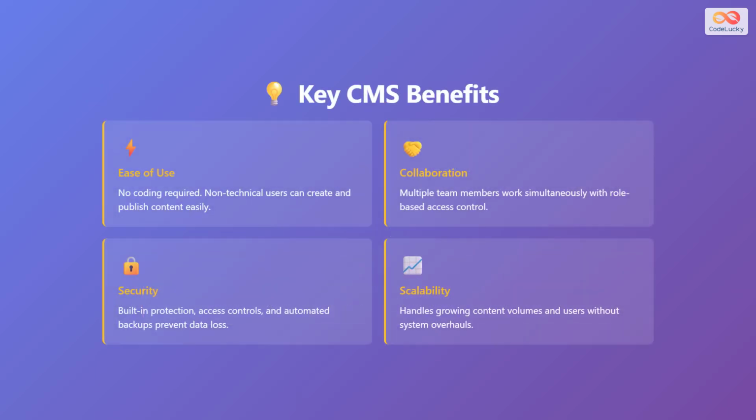Content management systems offer 4 major advantages. First, ease of use means non-technical people can create and publish content without any coding knowledge. Second, collaboration features allow multiple team members to work together simultaneously, with different access levels for different people. Third, security is built in with automatic protection, access controls, and regular backups to prevent data loss.